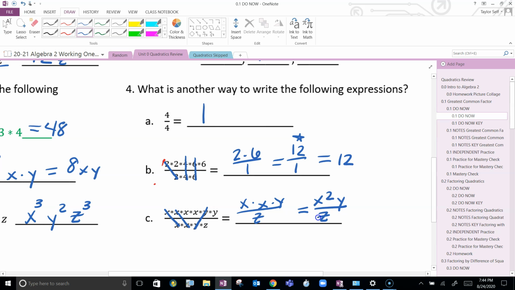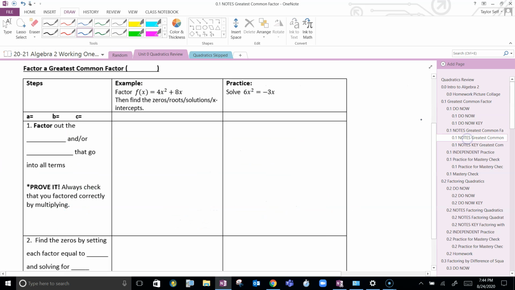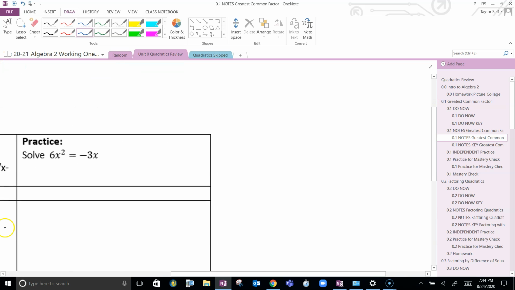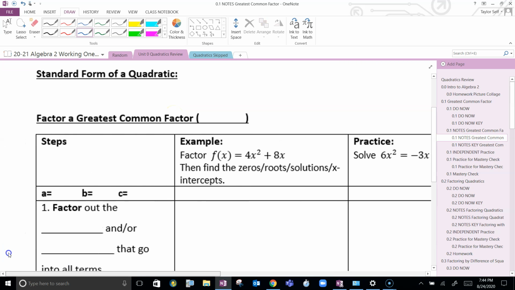So again, you should have your notebook. You should be ready to write down notes. You should be ready to go. Okay, oops, sorry about that. Let's get back to where our notes started.